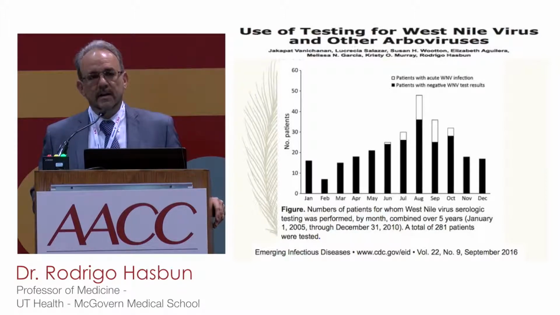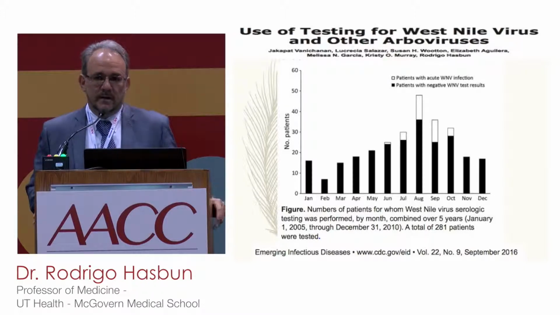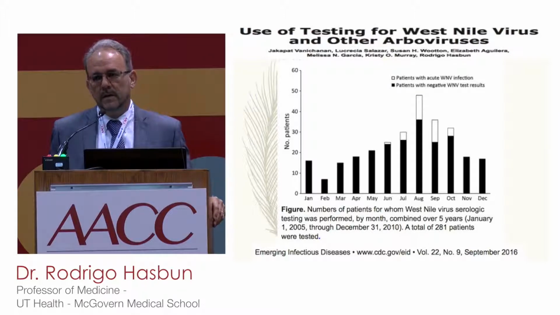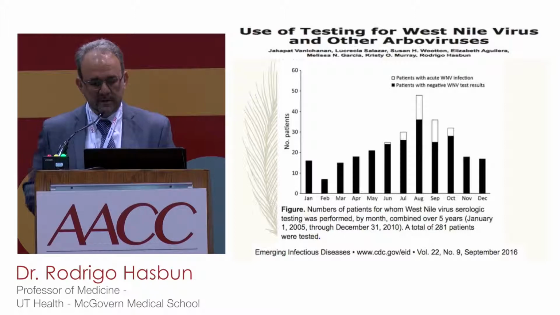So we should not even be checking West Nile serologies when there's no West Nile in our endemic areas. And we should be checking for West Nile on all patients that come in when it's endemic. So right now, especially right now, we should be checking on everybody.